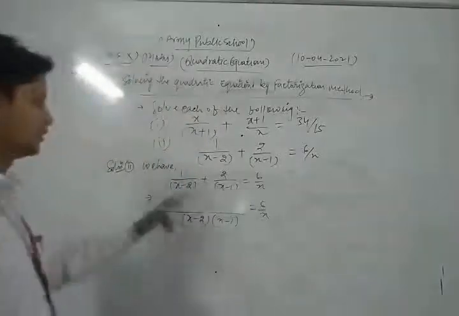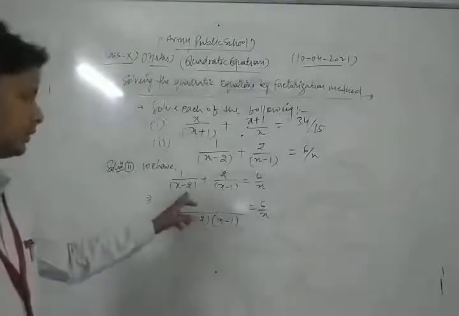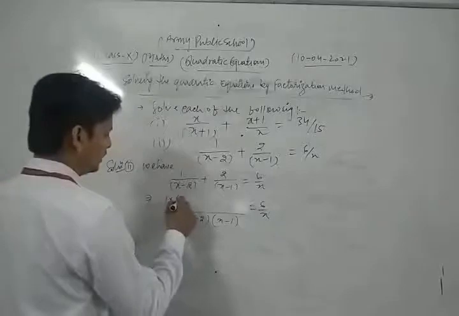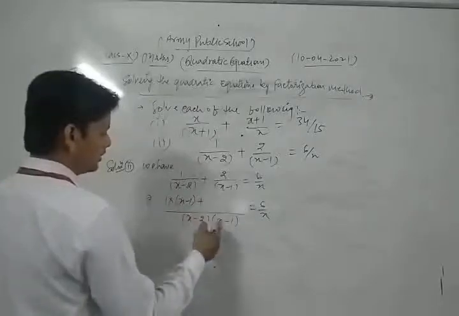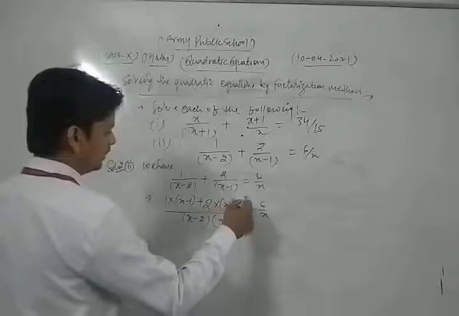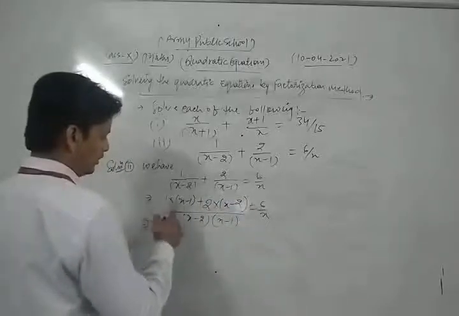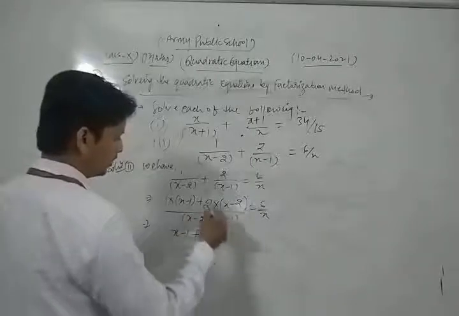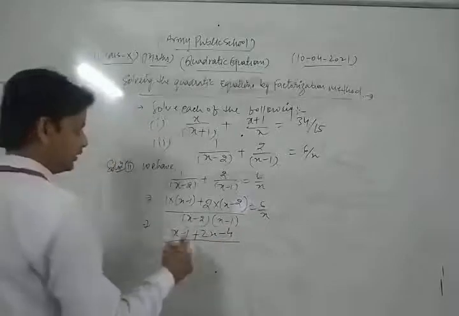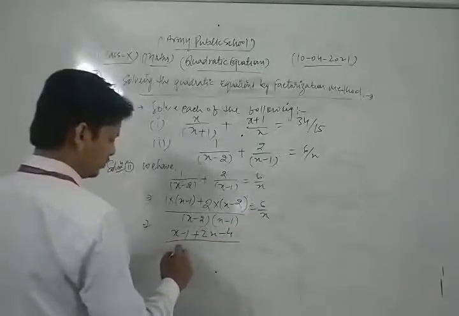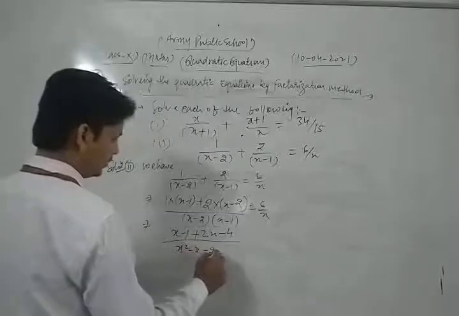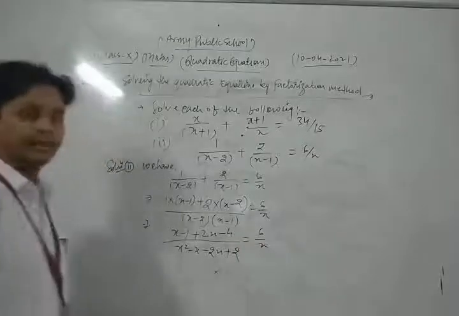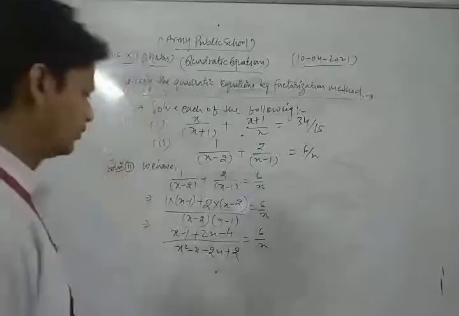Now we divide by x minus 2 in that LCM, so x minus 2 cancels, leaving 1 into (x minus 1), plus here x minus 1 cancels, so 2 into (x minus 2). Now we multiply them: x minus 1, plus 2x minus 4. Now we multiply these terms, so we get x square minus x minus 2x plus 2, and the 2 is equal to 6 upon x.